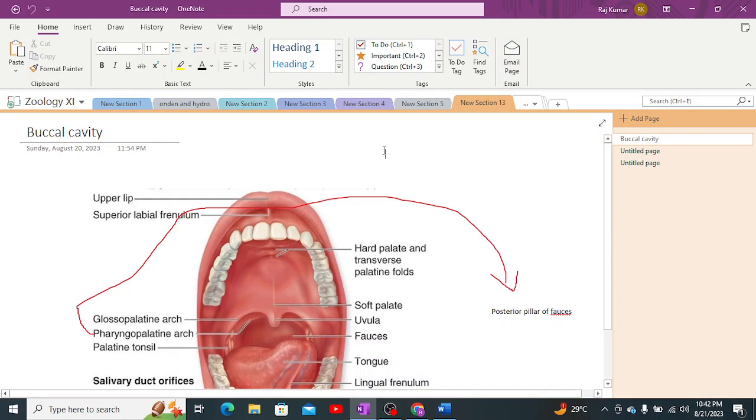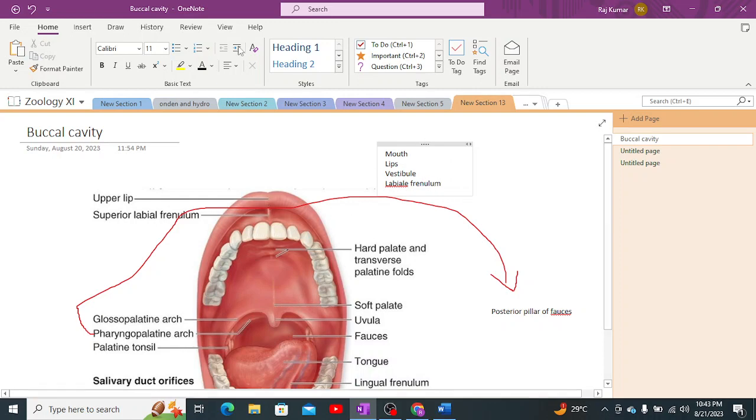The intake of complex food molecules takes place through the mouth. Now, what is the mouth composed of? The mouth is basically composed of the lips as well as the space between the teeth and lips. As you can see, there are teeth, and the space between teeth and lips is known as the vestibule. That vestibule has the labial frenulum.